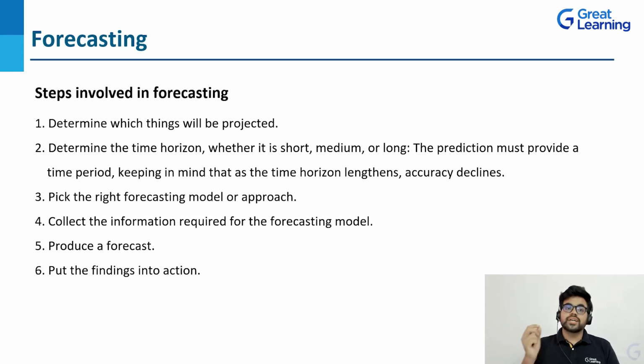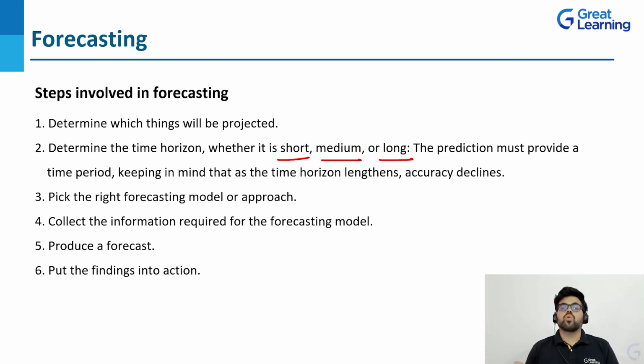The number one step is determining which things will be projected. What are the components that need to be projected when we are doing a particular project or task? Then is choosing the time horizon that you need to deal with, right? Whether it is a short term, a medium term, or a long term. The prediction must provide a time period, keeping in mind that the accuracy depends on your timeline, right? In the next slide, I'll tell you what exactly is short, medium, and long, and the ways in which you deal with all the three time frames. But before that, pick the right forecasting model, right? There are different models. You need to pick which one is most suitable to your approach.